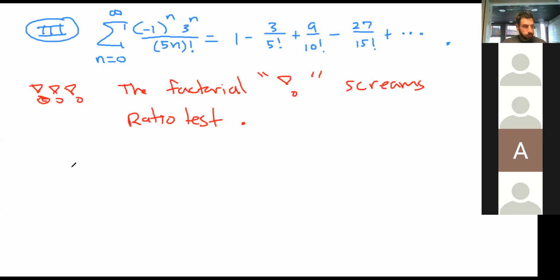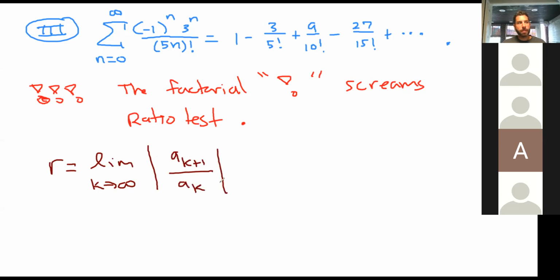So, what is R? Well, it's the limit as k goes to infinity, and we take the (k plus 1)th term over the kth term. Now, as I said to you a week ago, when you're doing the ratio test, you are going to learn right away that everything looks ugly when it doesn't have to.